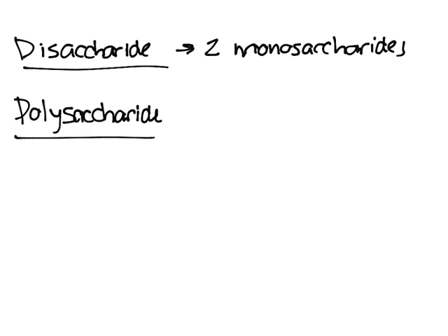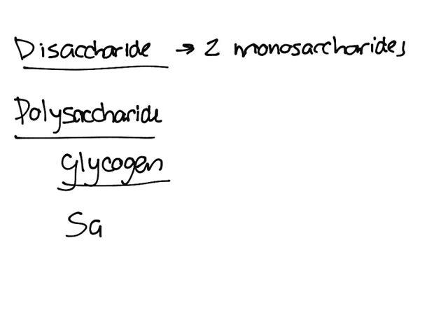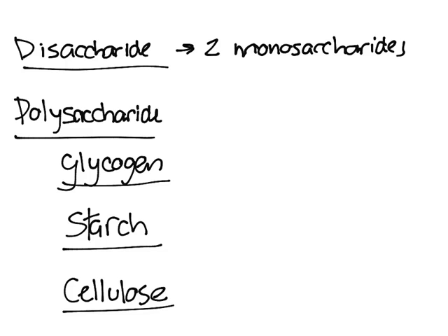And then there are three of them that have a great impact on physiology, and we'll be talking about them. They are glycogen, which is the energy storage polysaccharide in animals; starch, which is the energy storage polysaccharide in plants; and cellulose, which is the structural polysaccharide of a plant cell wall.